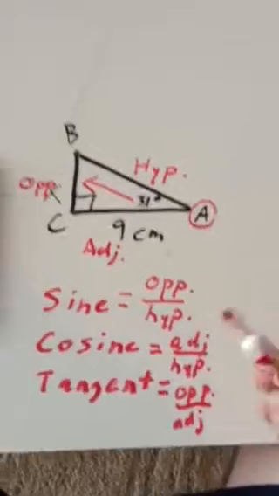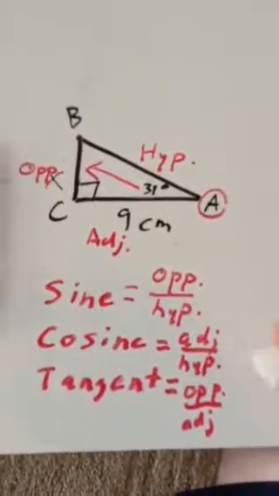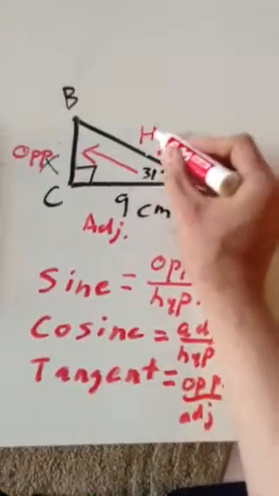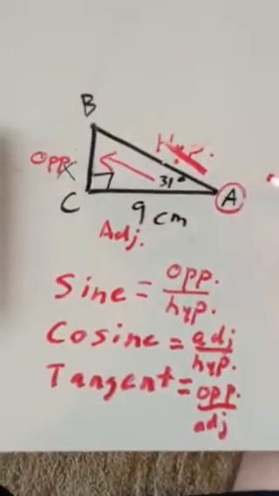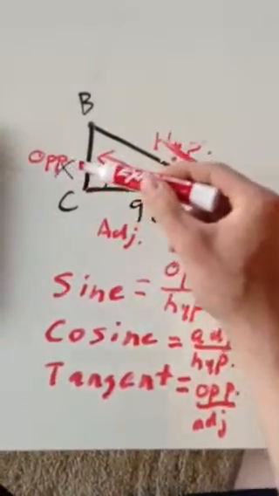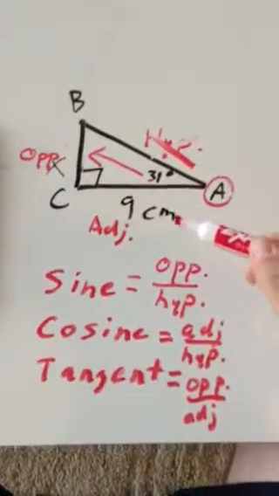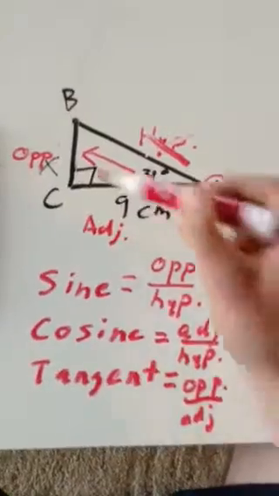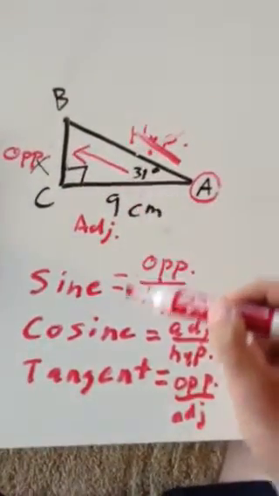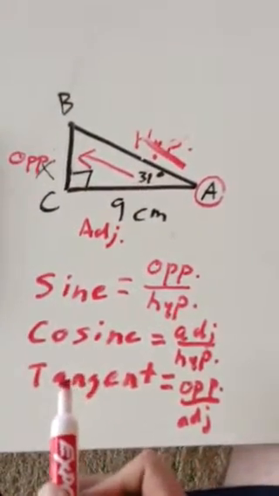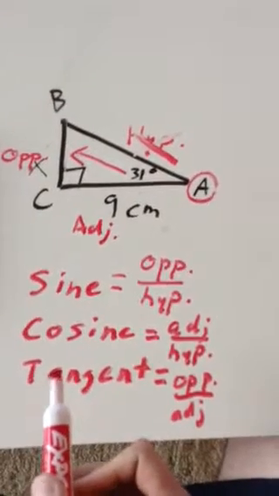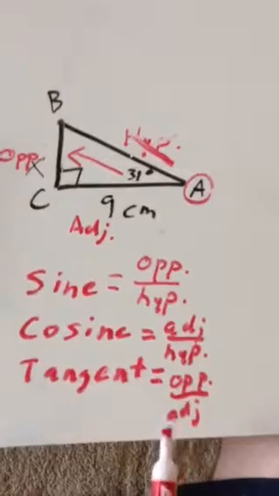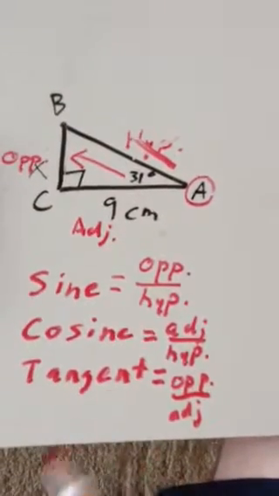So here's what we know. We know nothing about the hypotenuse, so guess what? I'm going to cross it out because I don't care about it and I'm not going to find it. What I do want is my opposite, which is X, and my adjacent, which is 9. So those are the two things I care about, O and A, opposite and adjacent. Guess what? Only one of these new trig ratios works. Tangent is opposite over adjacent. So that's what I'm going to use.